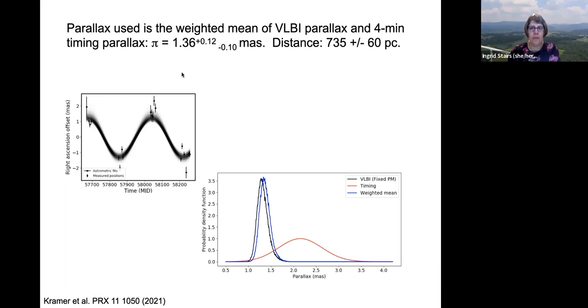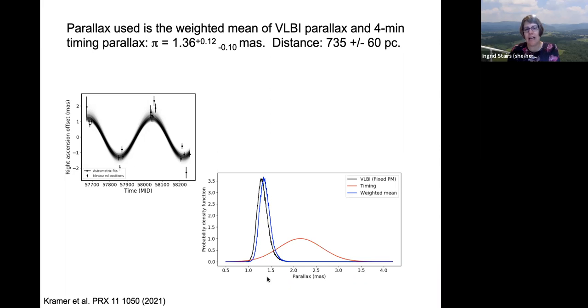So the VLBI parallax is down here in black in the plot below. And it has quite a small uncertainty, right? It's about a 10% uncertainty. And we think this is pretty reliable, having a look at this.